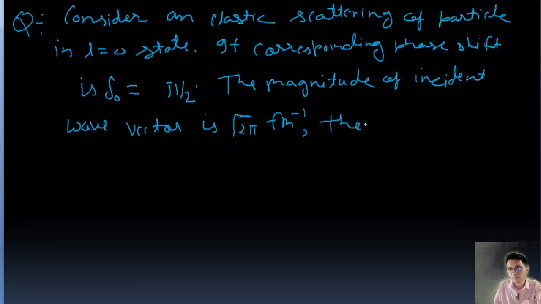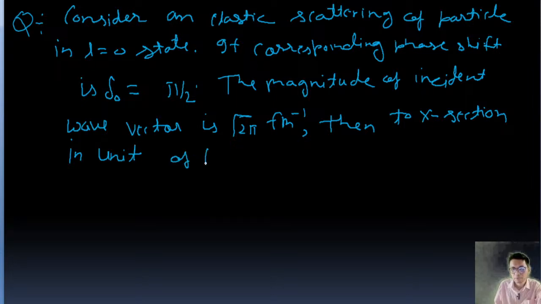Then total cross section. Okay, total cross section, that is sigma we are talking about. So total cross section in units of Fermi square is. Okay, so this is the question.